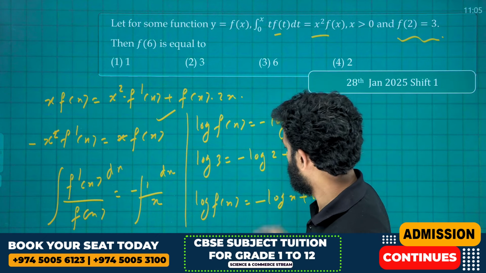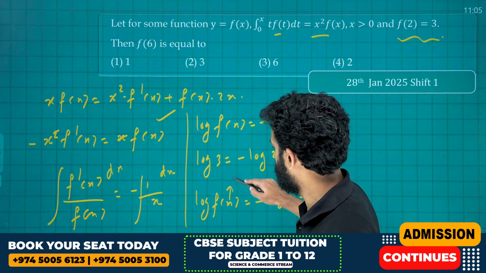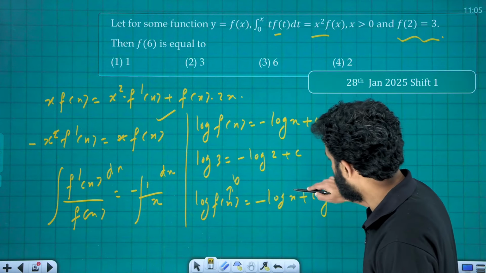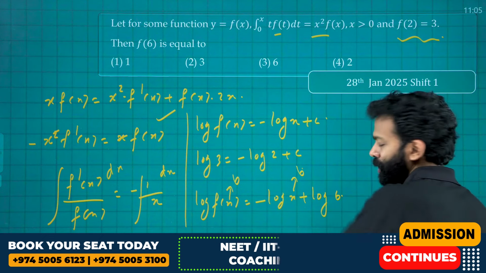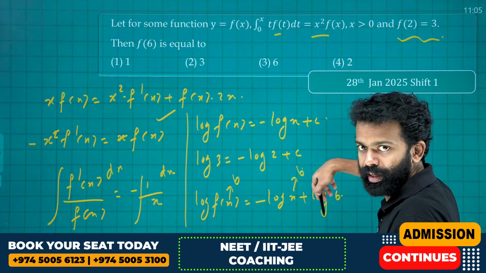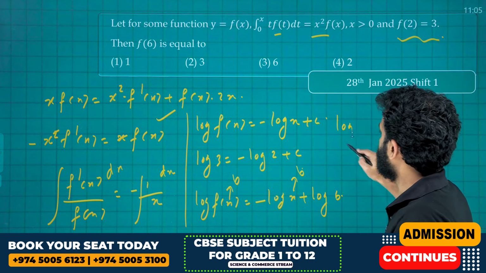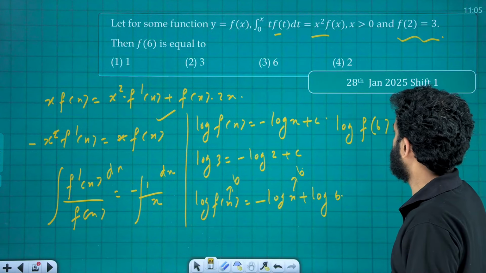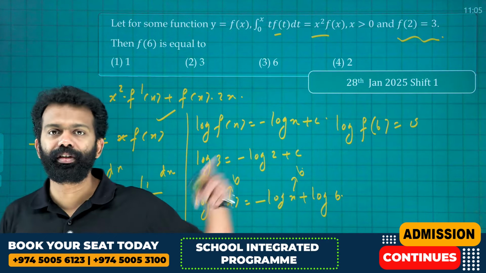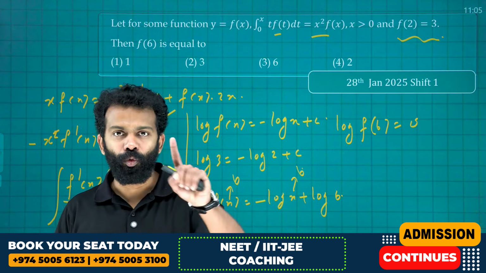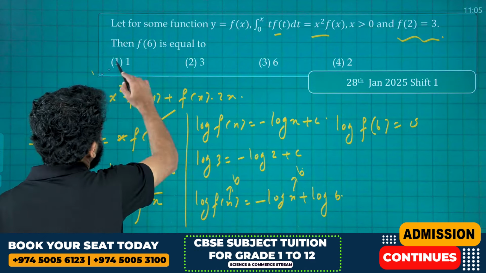Log f of 6 means here you need to substitute 6, right? And this becomes minus log 6 plus log 6, so they get cancelled. Therefore, log f of 6 is equal to 0. Then what should be the value of f of 6 such that log f of 6 is 0? Very easy. The value is 1. Therefore, the correct answer is 1.